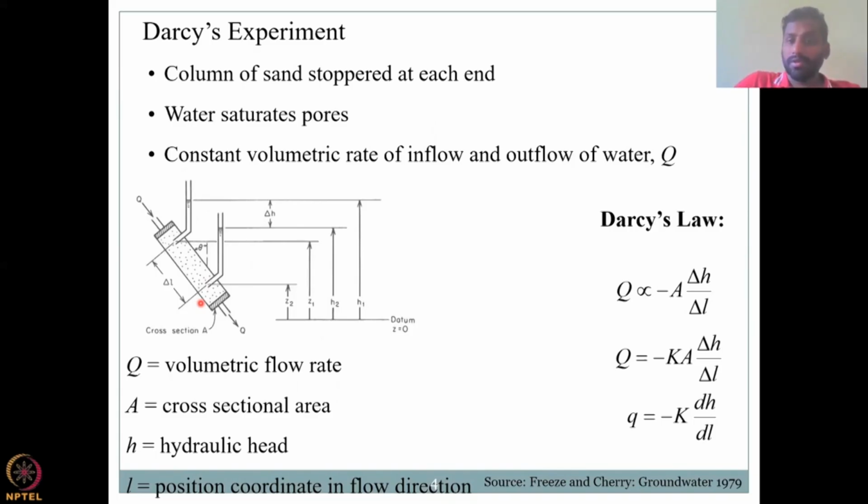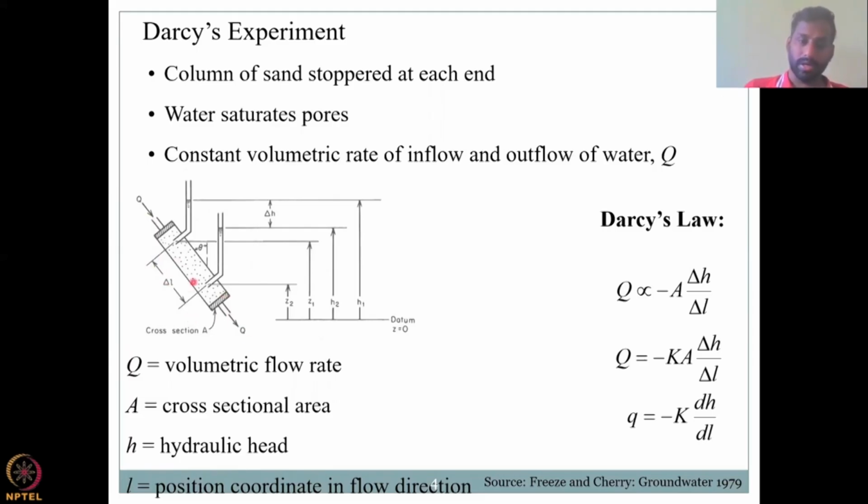Constant volumetric rate of inflow and outflow of water, Q. So he also maintained Q to be constant, coming in and going out. And that is what was needed to operate the fountain systems. So he would send a known volume of water, which is Q, which is already measured and metered, through a soil column of length, del L, or just L.